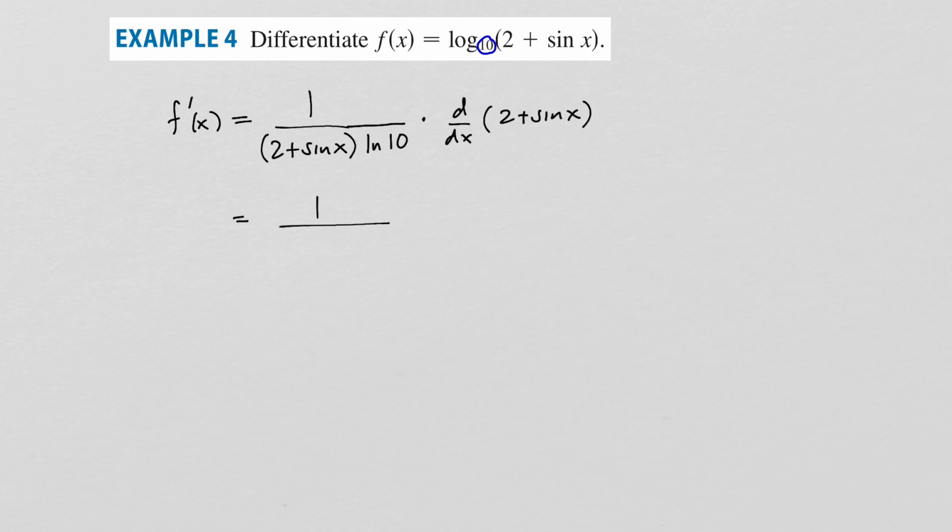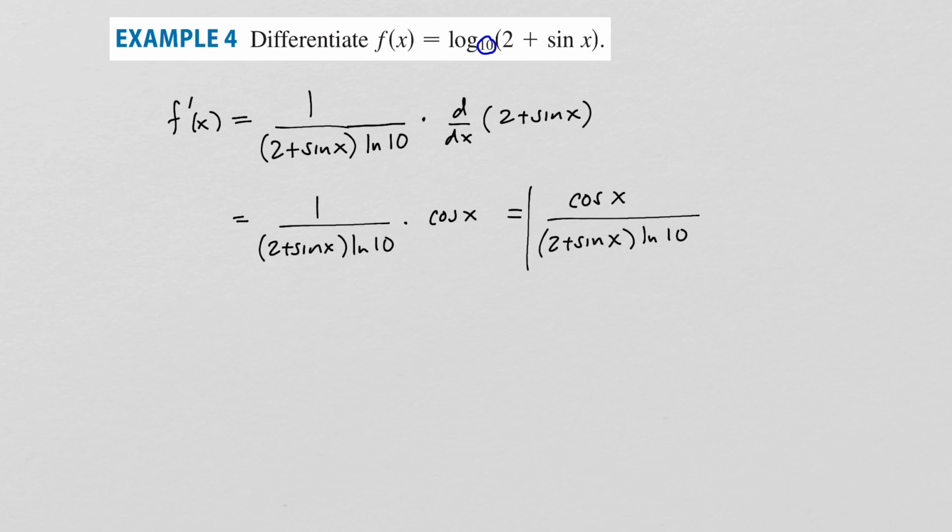So we get 1 over 2 plus sine of x times the natural log of 10 multiplied by cosine of x, which can be rewritten as cosine of x over 2 plus sine of x times the natural log of 10. So again, most of the time when you have a logarithm, the base here is not going to be 10. Usually it is going to be e, or a natural log. But every now and then you will see a log with a different base than e.